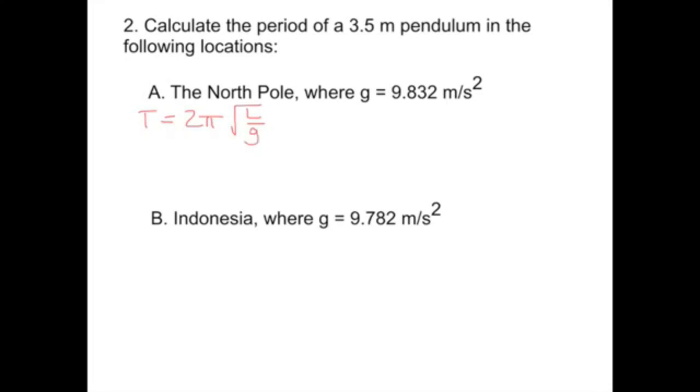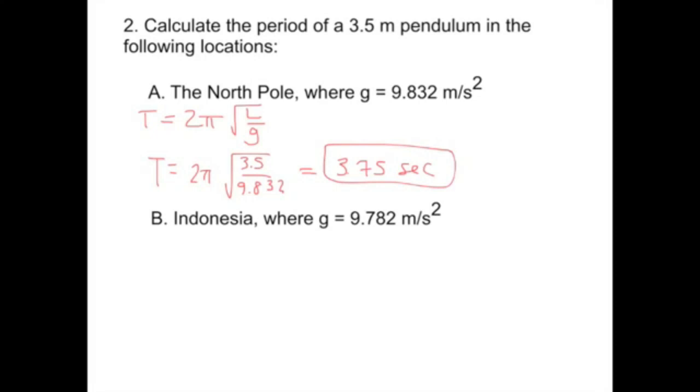So for the North Pole, T equals 2 pi times the square root of 3.5, that's the length of the pendulum, over 9.832, that's the value of g. Now if I plug in all these values and solve, I get that the period is about 3.75 seconds. That's how long it takes for the pendulum to complete one cycle.